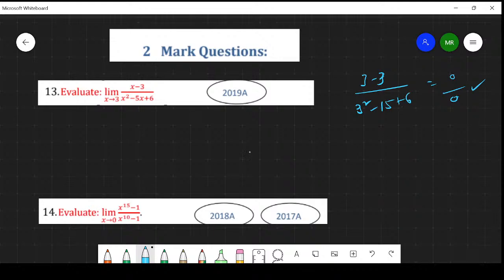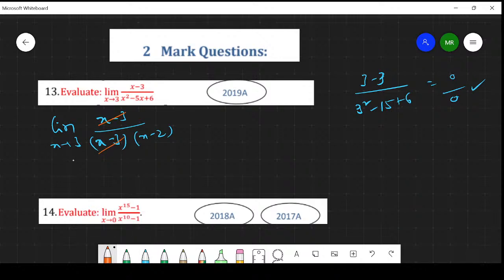You got 0 by 0. Then you find the factors. X approaches 3. Definitely x minus 3 should be the common factor. Whenever x approaches 3, x minus 3 should be the common factor. I can write limit x tends to 3, x minus 3 by, you find the factors of this, x minus 3 into x minus 2. These are the factors. Then you can see here, I can eliminate x minus 3.